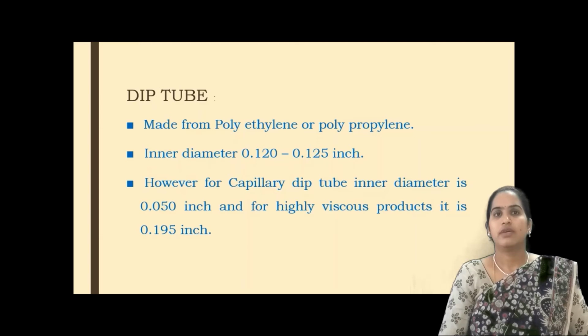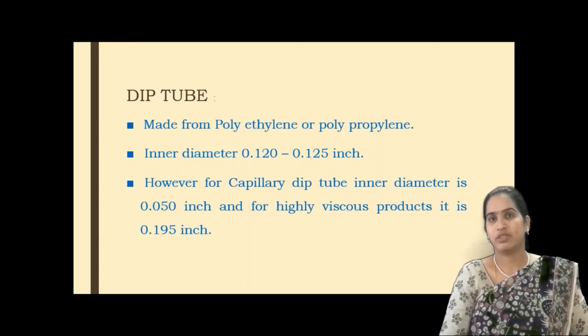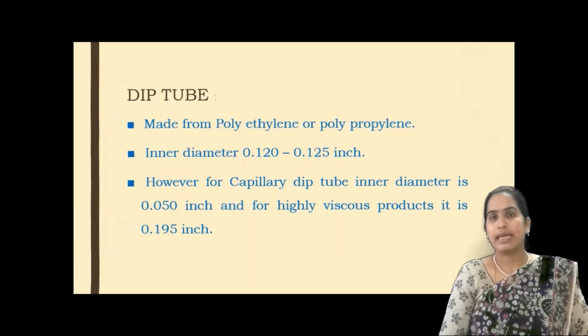So that decides the inner diameter of the dip tube. However, for a capillary dip tube, the inner diameter is 0.050 inch, and for a highly viscous product it is 0.195 inch. That is, based on the viscosity of the product, the inner dimensions of the dip tube have to be determined. Next one, gasket.